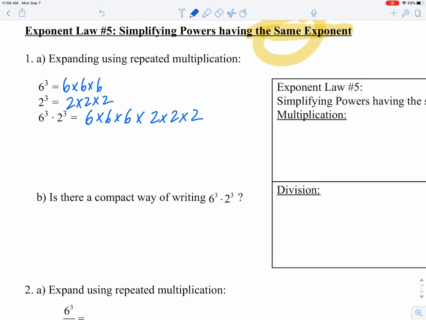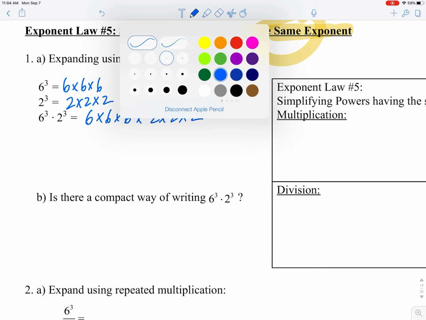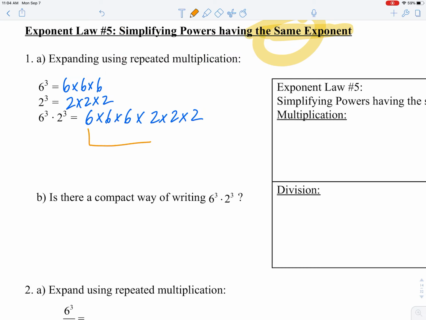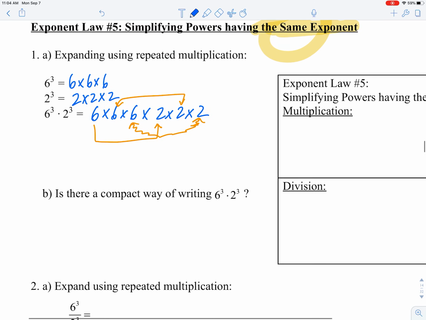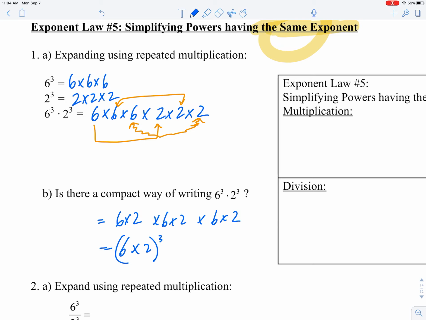And you might think, well, exponents are just something that's repeated. And really, I've got a 6 times 2 that gets repeated 3 times. So the compact way of writing 6 to the 3 times 2 to the 3, I could write it as 6 times 2 times 6 times 2 times 6 times 2, or I could write it as 6 times 2 to the 3.